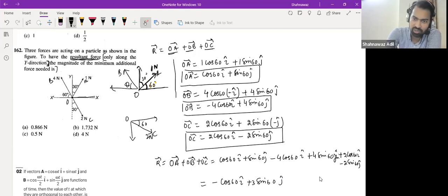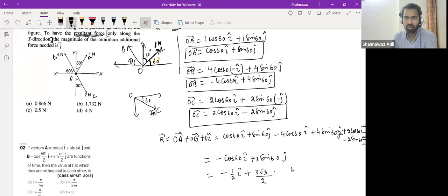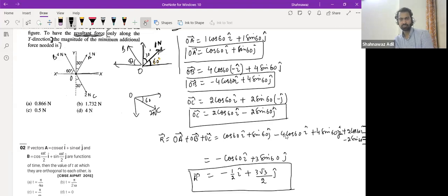So this would be how much? This would be minus half i hat plus 3 root 3 by 2 j hat. Okay, this is the resultant. Understood? Is this clear to you guys? Yeah. Is this clear to you? Yes, guys. So is this clear to you?